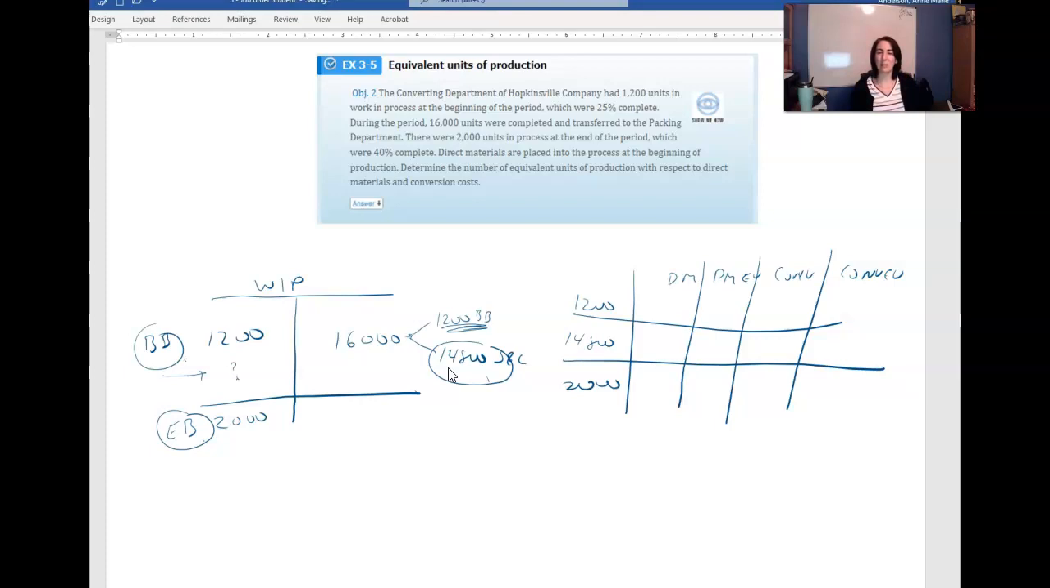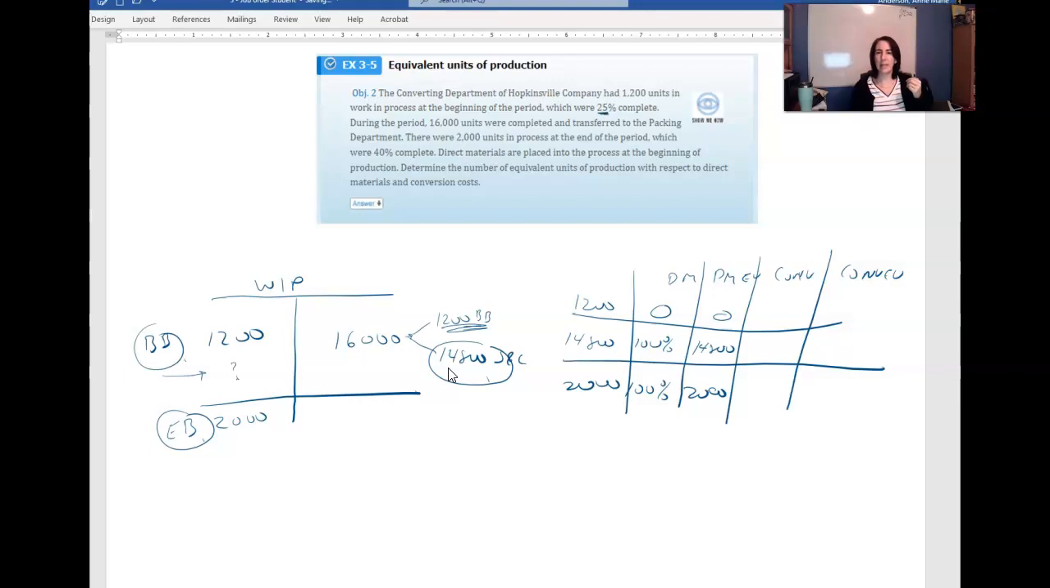Direct materials, it says, are placed into the process at the beginning of production. So if that's the case and you already started those the previous month, they don't need any more. These guys were started all during the month. You did everything for them, started and finished them, so they get all their materials. And these guys, because you started them and the materials are added at the beginning, they get everything too. Conversion, that's where you start getting into the 25% complete and so on.